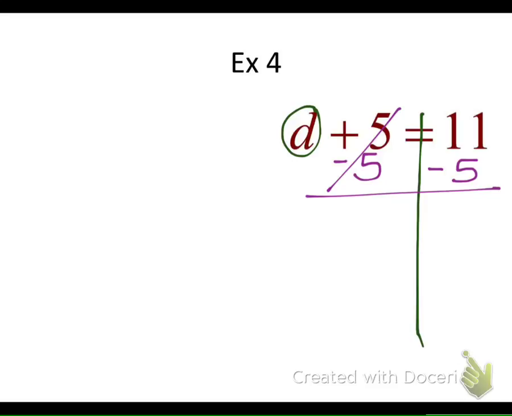So on my left side, what do I bring down? Anyone? Nice and loud. The d. What goes on my line of equality? And then what's 11 minus 5? 6. How do I show my final answer? What? Who's talking about circles over there? Box it. That's right. Good job.